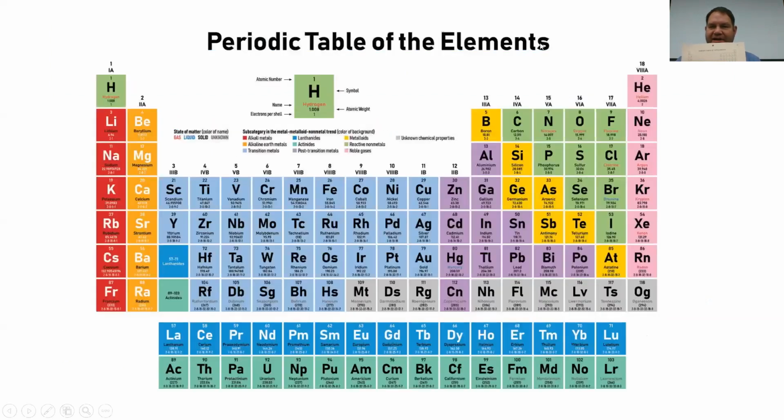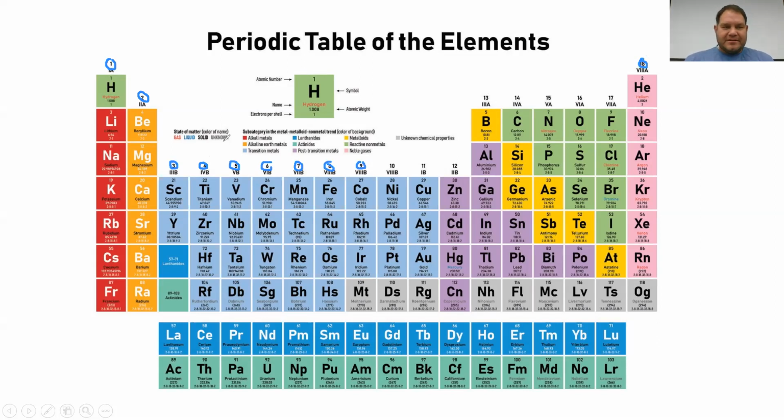All right, so we have a periodic table here in your notes, and we're going to fill out a few things. Up at the top here are the group numbers. This is group 1, this is group 2, group 3, group 4, 5, 6, 7, 8, 9, 10, 11, 12, 13, all the way to group 18 on the periodic table, the last group.